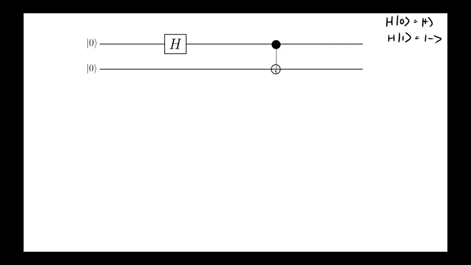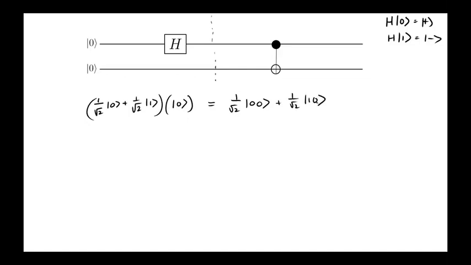Initially the state is 0 0. But then what happens after the first Hadamard? Well, the first qubit now is in the state 1 over square root 2 (0 plus 1), and the second qubit is still in the state 0. So the state here is 1 over square root 2 |00> plus 1 over square root 2 |10>.